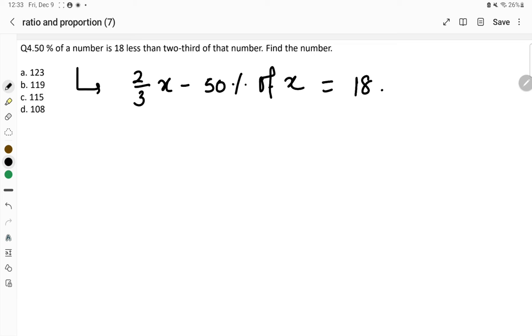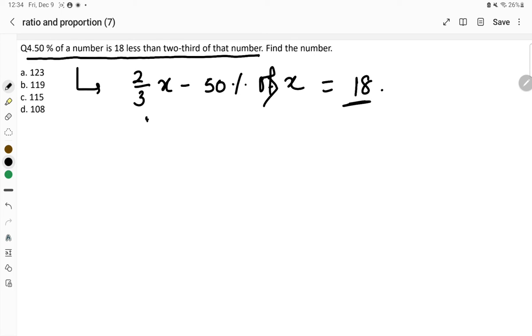What I have done is, look here, 50% of a number is 18 less than 2/3 of that number. 50% of x is how much less? It is 18 less than 2/3 of the number. This is the meaning of this particular question. Okay, we have to find the value of x.